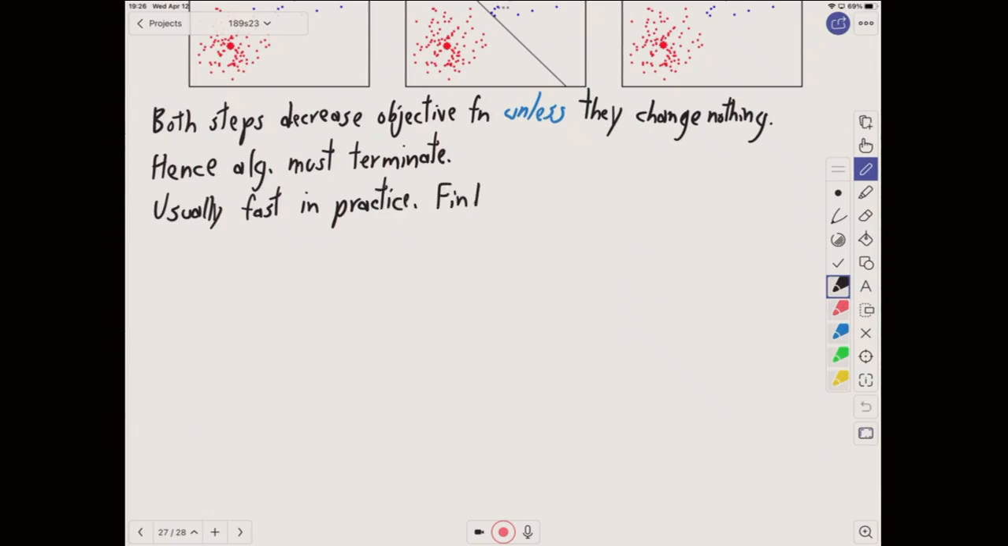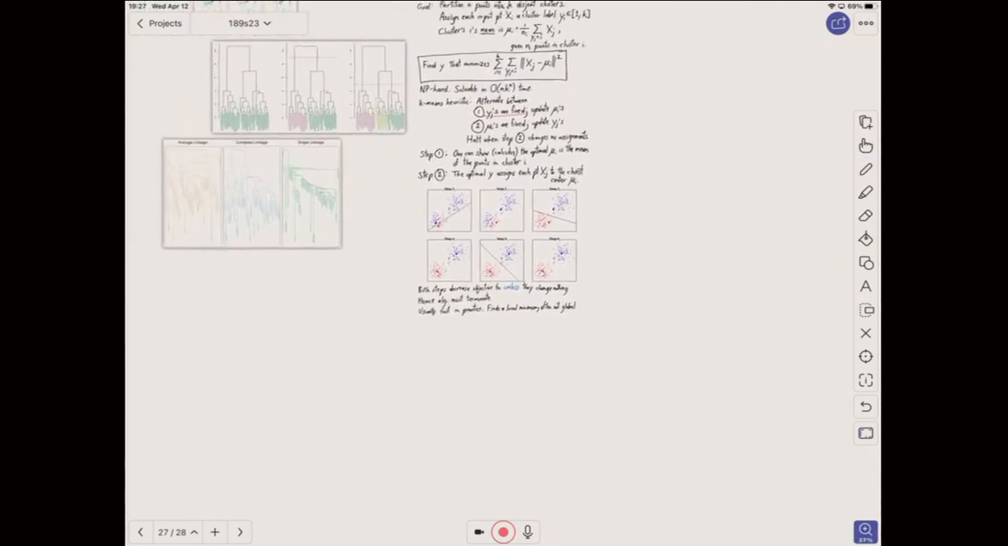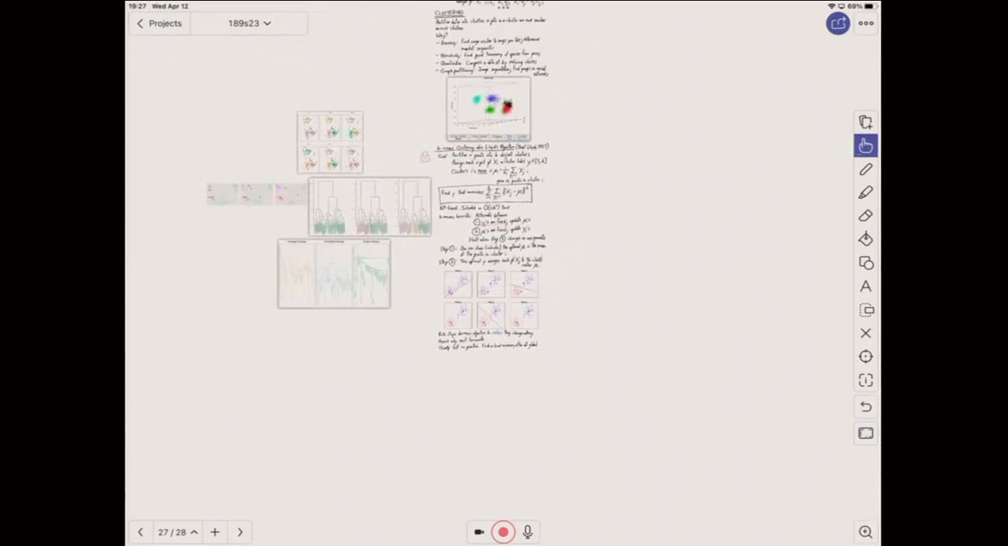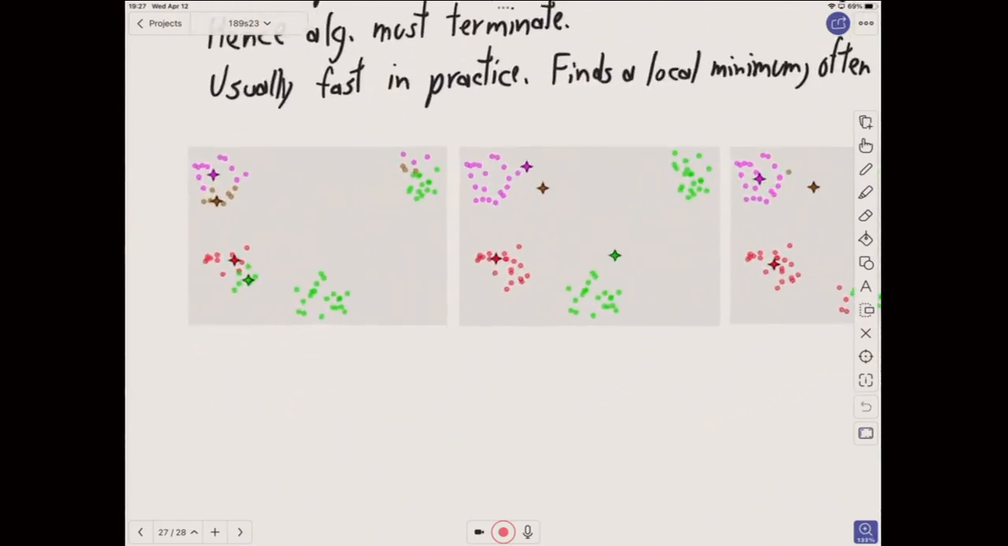The only catch is that it does not always find the global minimum. It often finds a local minimum, which is not surprising because this is an NP-hard problem. NP-hard problems tend to be hard to solve. Let me just give you a quick example of k-means going wrong in a kind of obvious fashion.